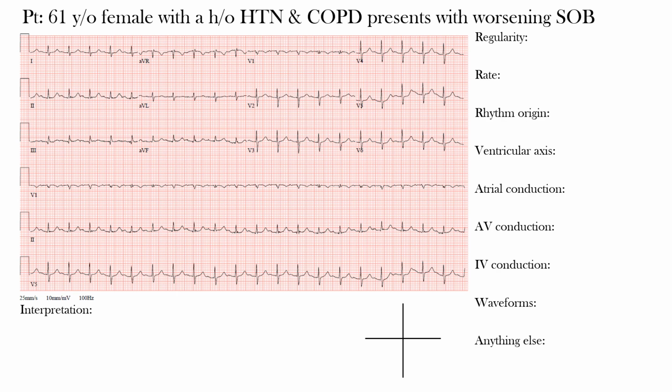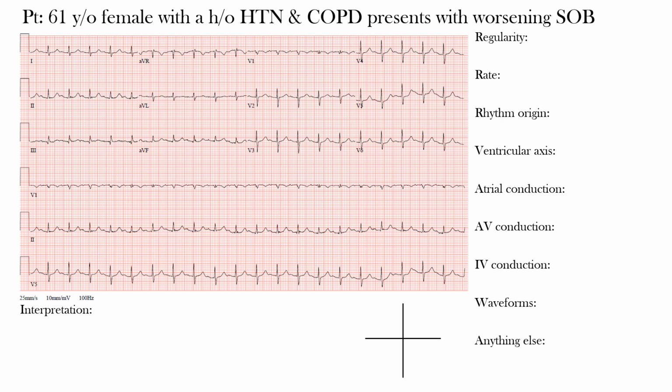Next, we have the heart rate, in which we simply want to determine the rate of the rhythm. Then we have the rhythm origin, that is, where is the rhythm actually originating from within the heart? And then we'll look at and determine the ventricular or QRS axis, which could help us with our differential diagnosis. Then there's the atrioventricular and intraventricular conduction, looking at if conduction is normal or abnormal in any area of the heart. Then we have the waveforms, which we'll look at all the waves, segments, and intervals.